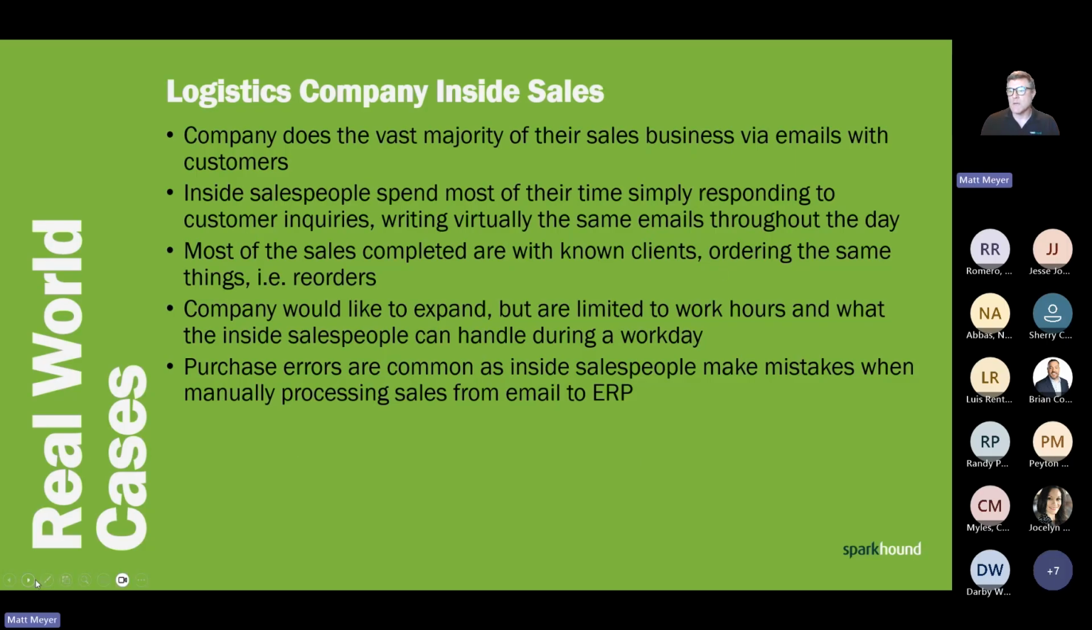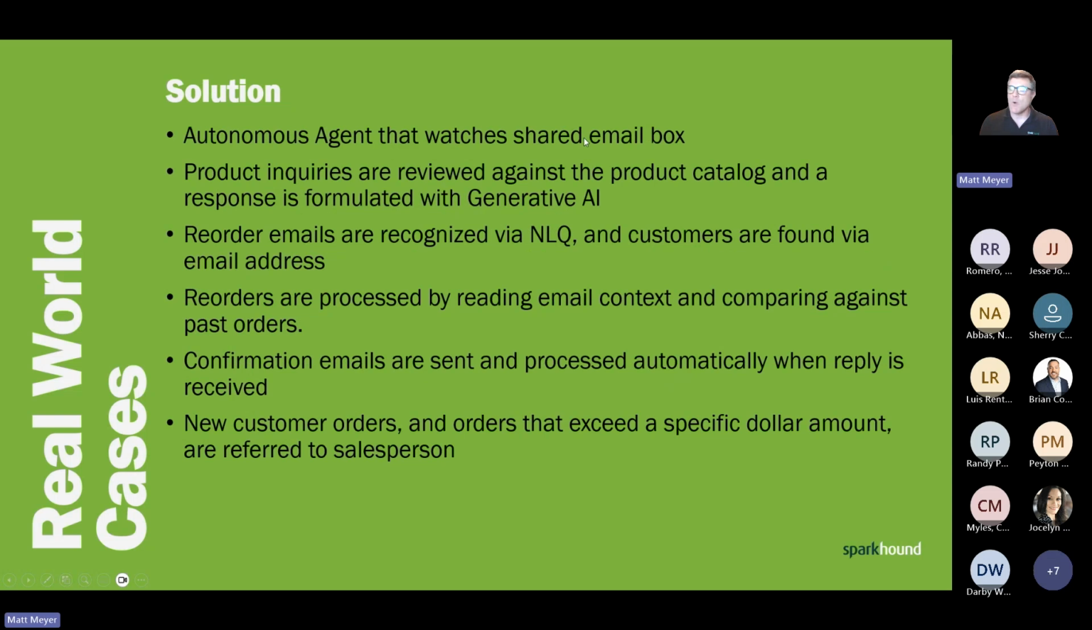So what happens here is we built them an agent that watches that shared email site. The product inquiries are then responded to just as our chicken emails were. It looks into their system, finds what they're asking about, and replies back to them. Orders are processed through reading the email context and comparing it against their past orders. So we can also add a little bit of marketing in there to say, hey, you have done this 3 times in the past. Do you want to do it again, same terms as before? We can ask that question because we know what those terms are.